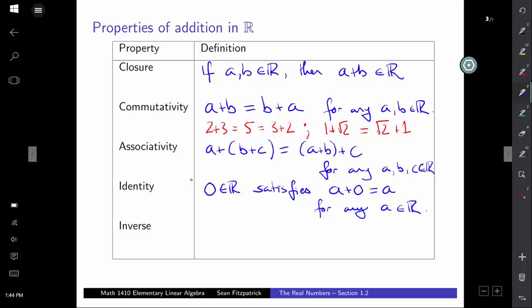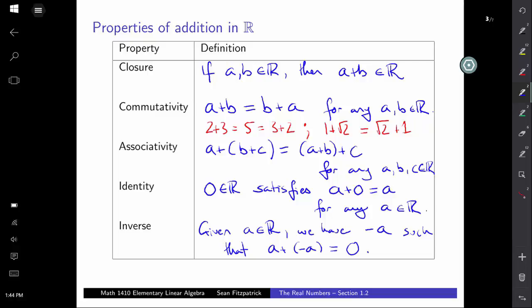The inverse property says that if you give me a real number a, then I can find another real number called minus a, and this minus a, this negative, is defined so that when I add it to a, I get 0. Right? So the existence of this inverse, this is of course what we use to define subtraction.